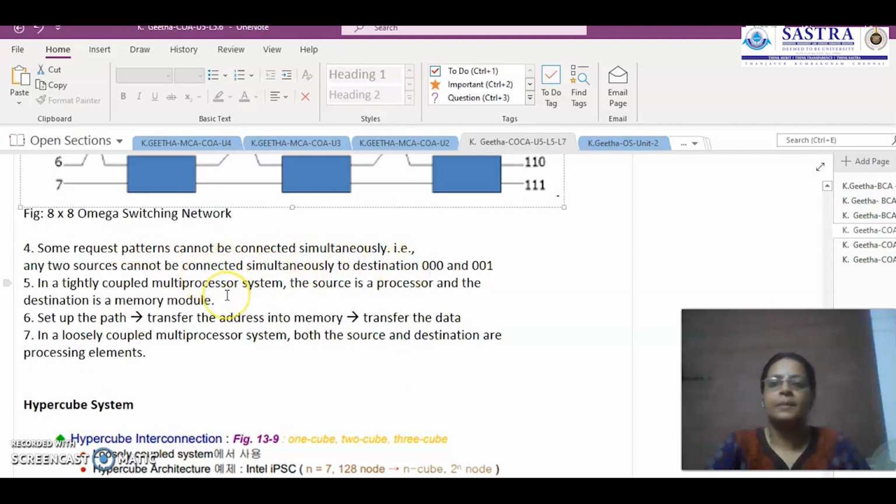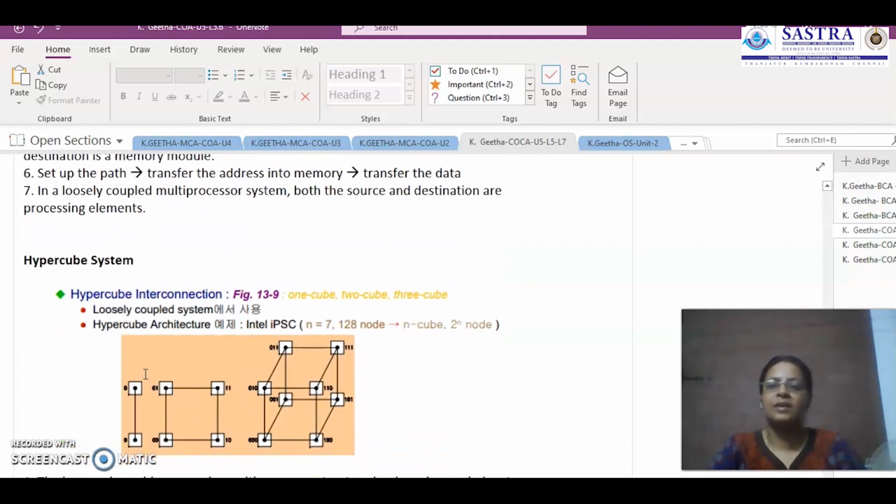So in a tightly coupled multiprocessor system, the source is always going to be the processor, and the destination is going to be the memory module, and the path has to be established between this processor and the memory, so that the transfer of data can happen between them. And in a loosely coupled system, both the destination and the source are going to be processing elements, and because they are processing elements, each element will have its own local memory. So only it is called a loosely coupled system.